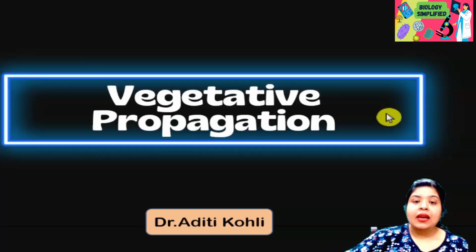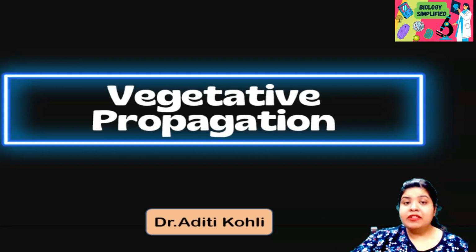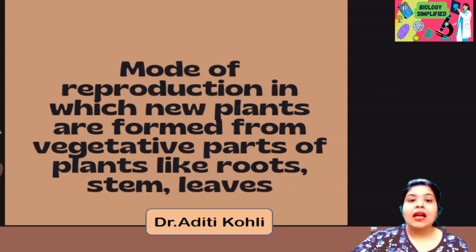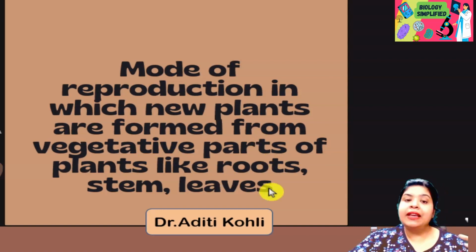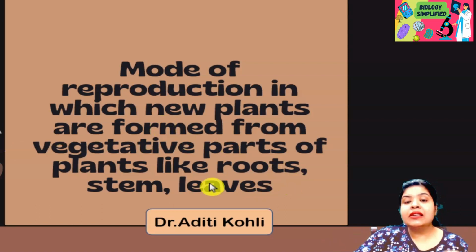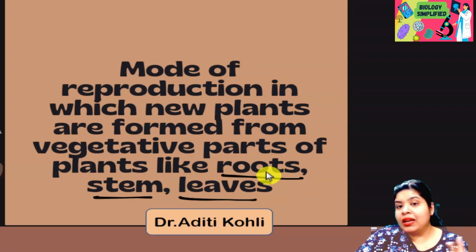Now next is vegetative propagation. This is the next mode of asexual reproduction. This is the mode of reproduction in which new plants are formed from the vegetative parts of the plants like roots, stem and leaves. Generally, new plants are produced from seeds, but in vegetative propagation, the new plants are formed from the roots, stem or leaves, which are not seeds but vegetative parts of the plant.